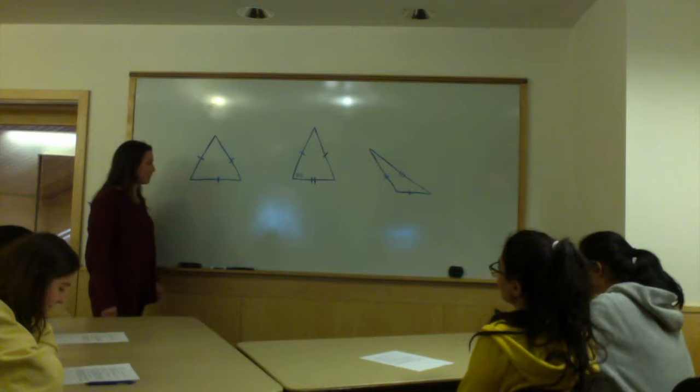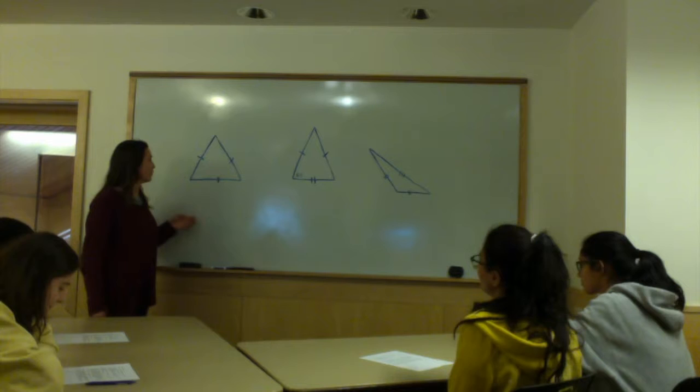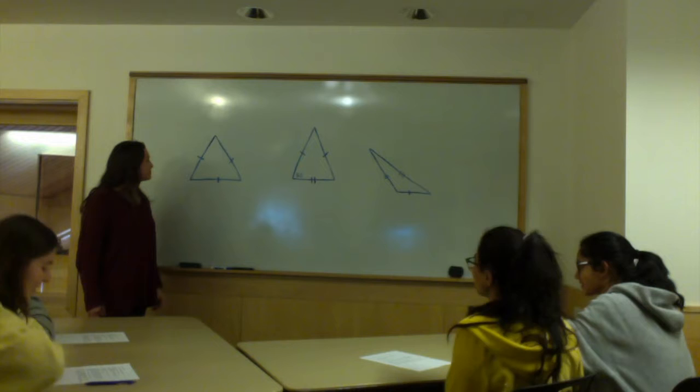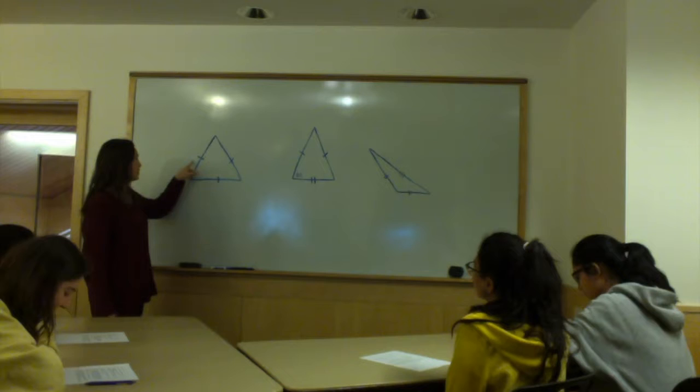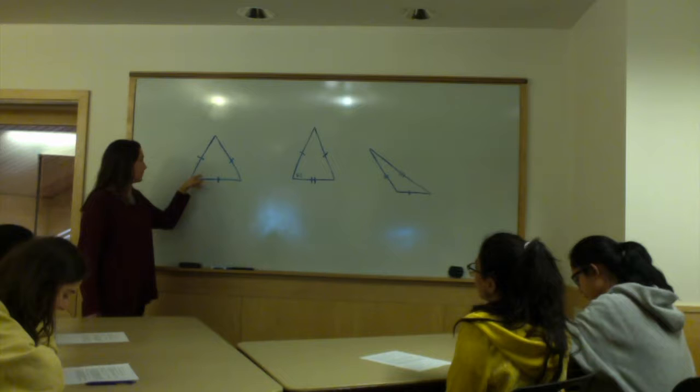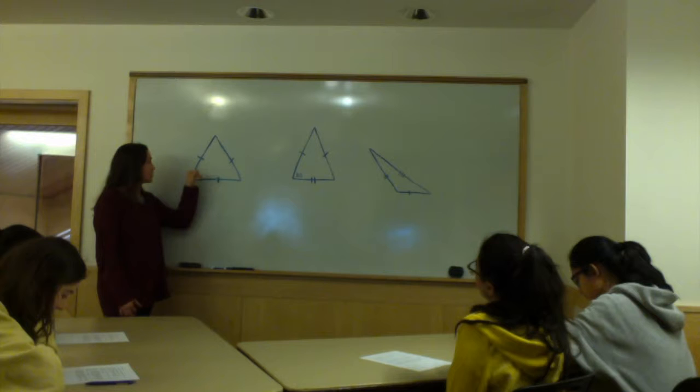So now we're going to talk about each of these three different types of triangles. Does anyone know what this one is called? Yes, Hannah? I think this one is called an equilateral triangle. Yes, correct. It is called an equilateral triangle because each of the sides are equal, which also means that each of the angles inside are also equal. I would like you to turn to your partners and talk about what you think each measurement of the angle is within the triangle.